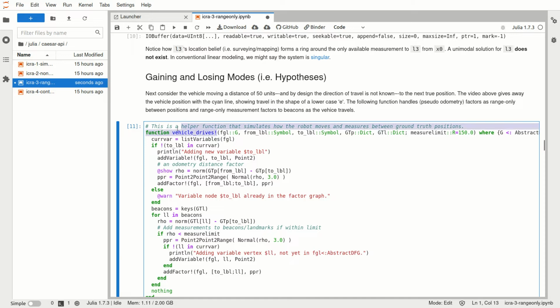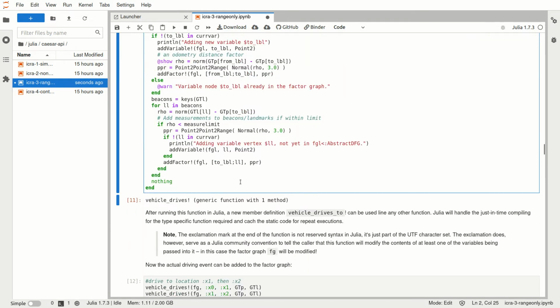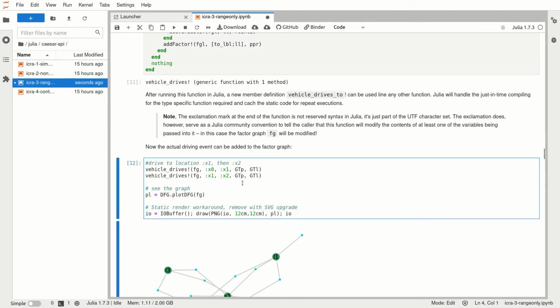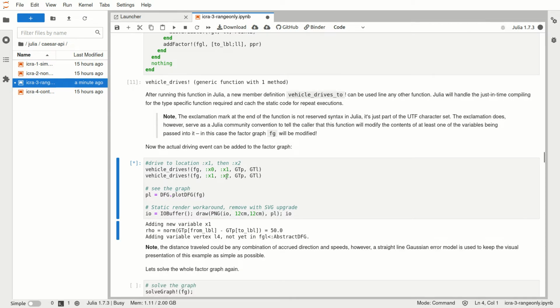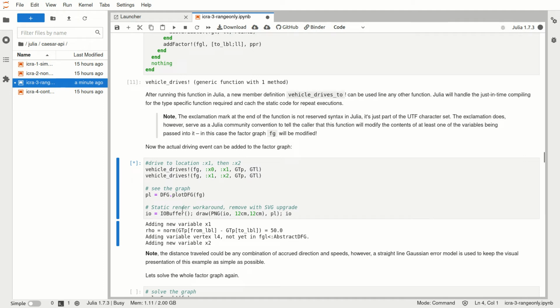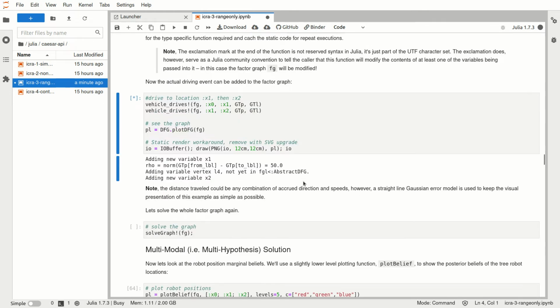That's just a convention that we use to say, hey, this function might change something about the parameters being passed in. It's a convention note to the user that this function will be changing stuff, and in this case it'll be changing the factor graph. It'll actually be adding variables and factors. So let's do that. The vehicle drives from x0 to x1, and then drives some more from x1 to x2 based on the data we gave it. Then let's plot what that new graph looks like. I'm also going to start the solve, and then talk about the picture as it comes out.